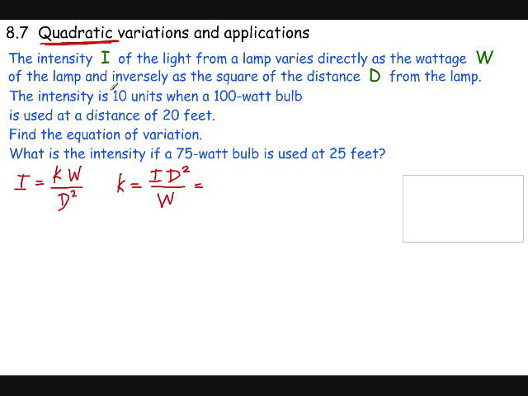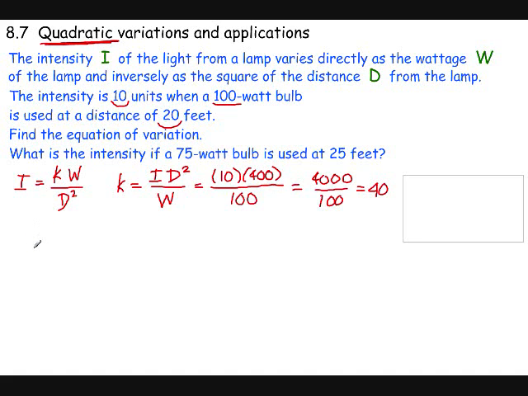Okay. The intensity is 10. There it is. And the distance, we're saying 200 feet, and we're going to square that. So that's 10 times, what's 20 squared? Did I say 200 feet? Oh. 20 squared is 400. And the wattage, right up here, 100. So 20 squared, 400, all of this becomes what? We've got 4,000 divided by 100 equals 40. So we have a K of 40.